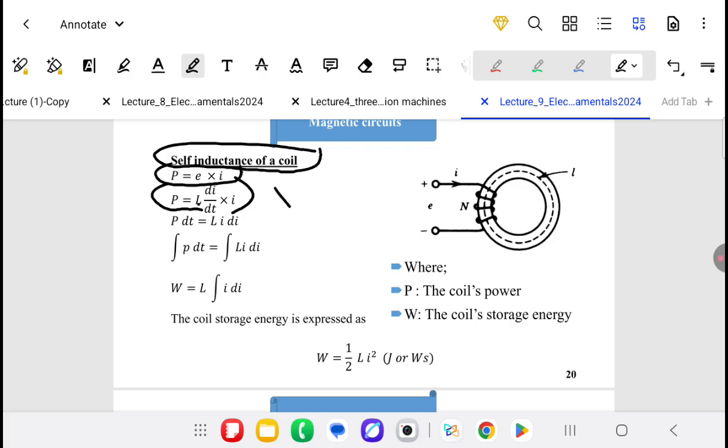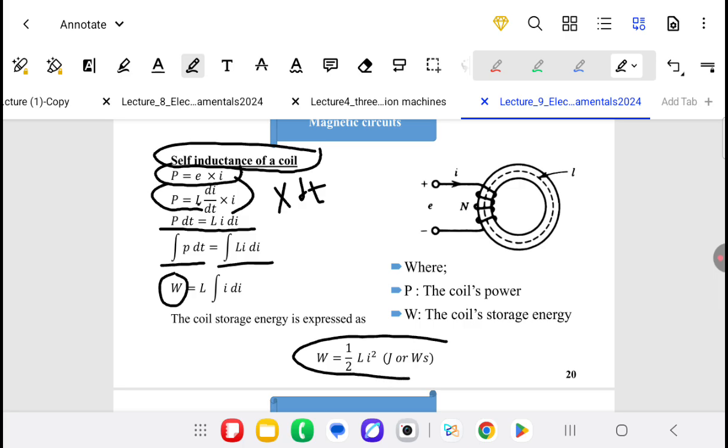Now we multiply both sides by dt. We have power dt equals Li di. If we integrate both sides, integration of power dt equals integration of Li di. The integration of power gives the energy, and for the integration of i di, we increase the power of i by 1 and divide by the new power. We have i square divided by 2. Then the energy stored in a coil equals half Li square in joule or watt second.